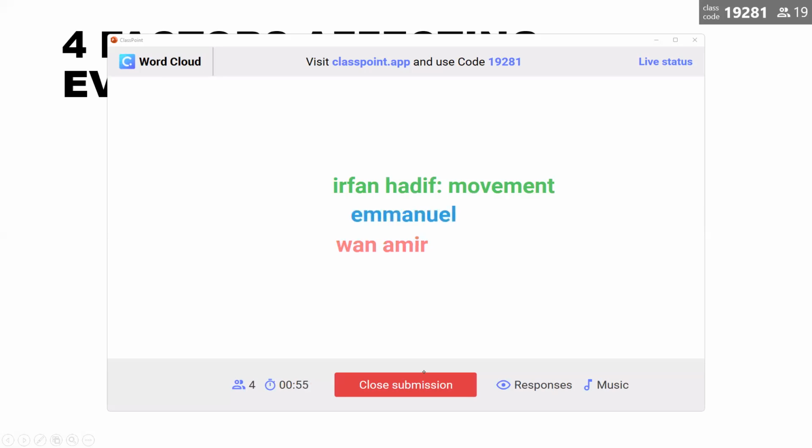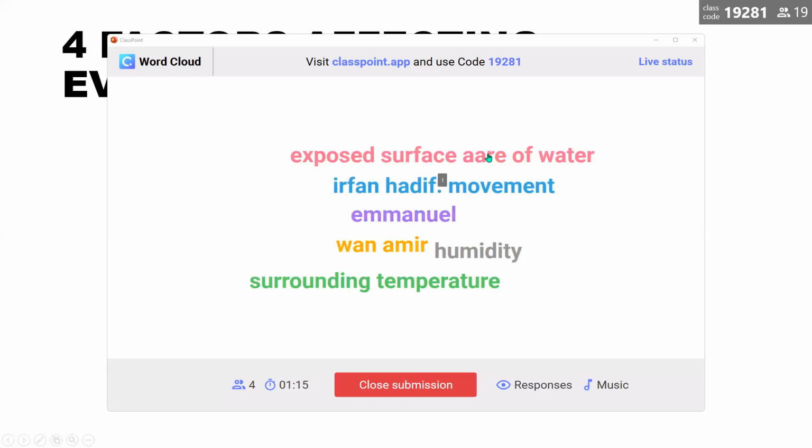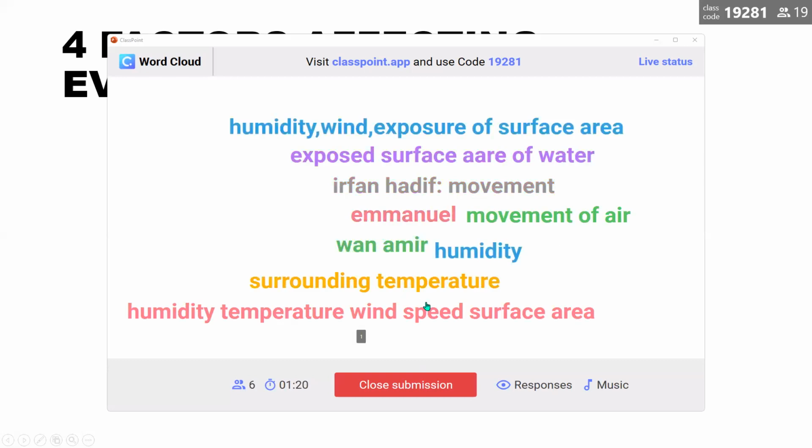Okay, look at what Irfan did. Correct. Okay, Irfan, the movement is not quite right. Movement of what? Okay, humidity somebody wrote. Correct. Exposed surface area, water, correct. Surrounding temperature, correct. Humidity, wind speed, surface area, okay, good. Humidity, wind, exposure of surface area, okay.